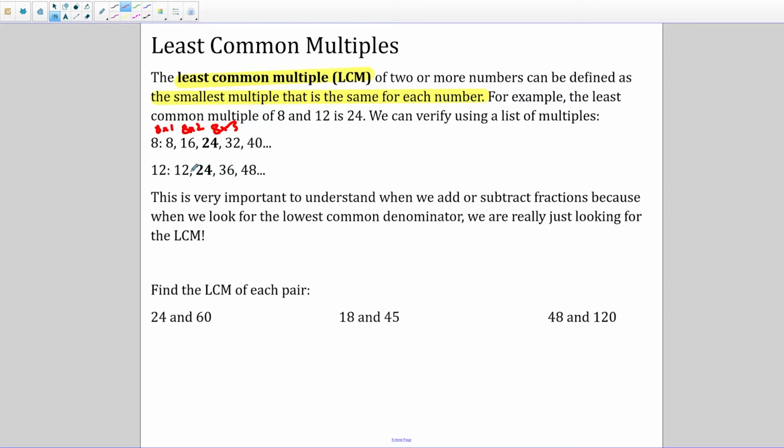We can do the same thing here with the number 12. So we've got 12, 24, 36, 48, and so on. We can see here that our lowest common multiple, or least common multiple, is indeed 24.